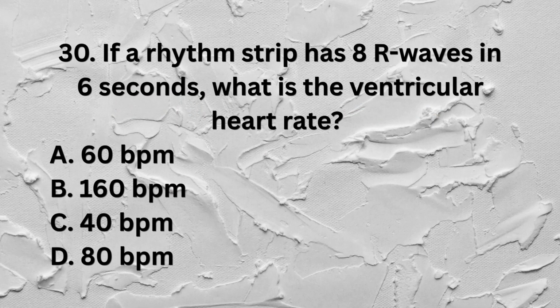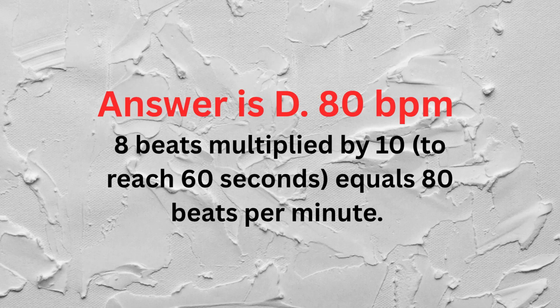If a rhythm strip has 8 R waves in 6 seconds, what is the ventricular heart rate? A. 60 beats per minute. B. 160 beats per minute. C. 40 beats per minute. D. 80 beats per minute. Answer is D. 80 beats per minute. 8 beats multiplied by 10 to reach 60 seconds equals 80 beats per minute.